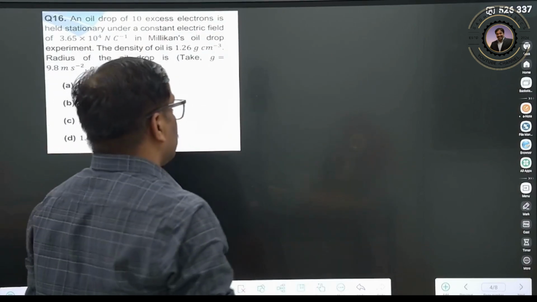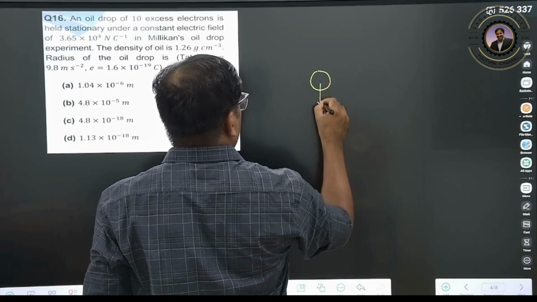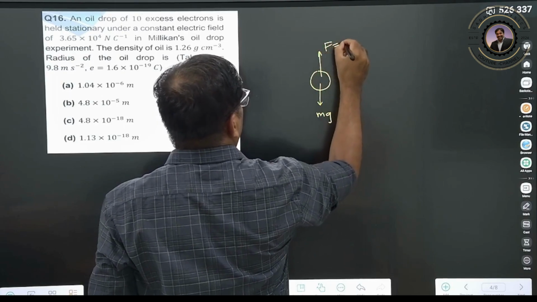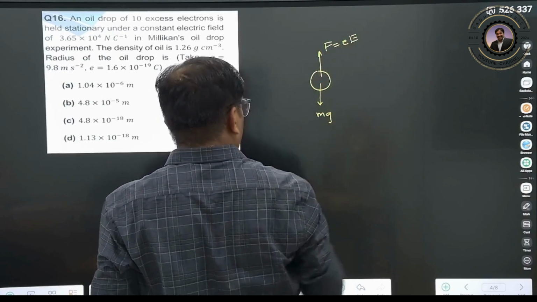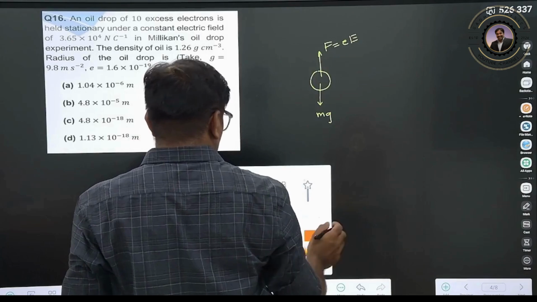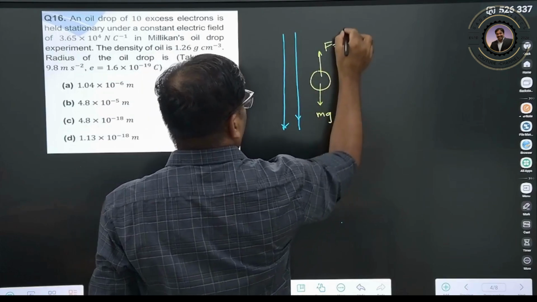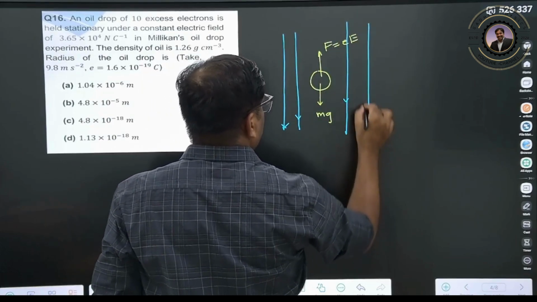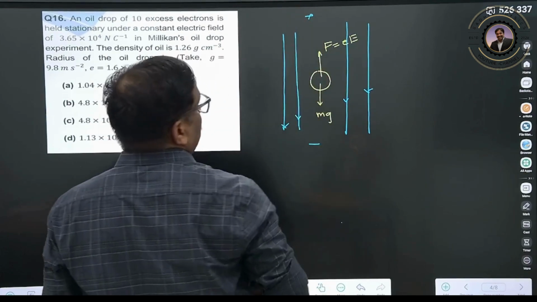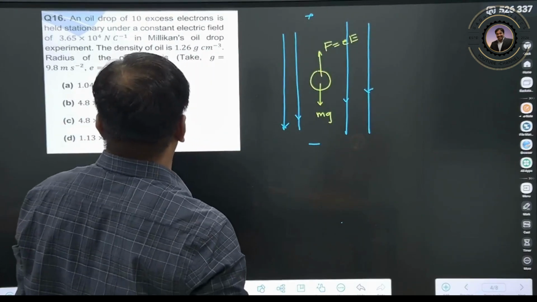Negative charge. So definitely this oil drop is going to experience one force, that is mg. On this side it should experience a force, that is eE. If the force is exerted in this direction, how should the electric field be? The electric field should be in this direction. Why? This has a negative charge, so this side is positive and this side negative, so it will experience a force in this direction. So these two are balancing each other.